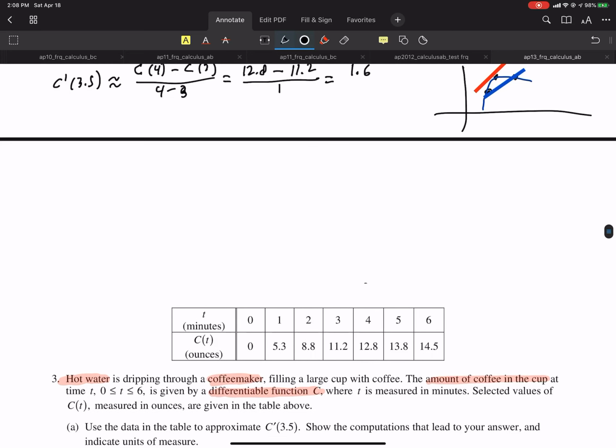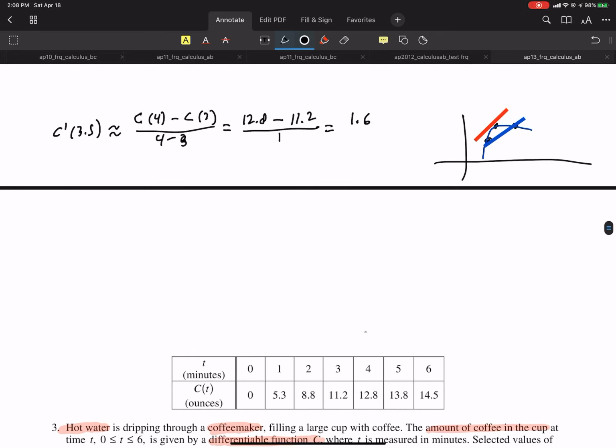Yes, so I always say you should reread the question after you answer it. We approximated C prime at 3.5. Show the computations, so we did that, and indicate units of measure. So this part is pretty easy. I'll do it in blue. This C, if you look down here, it's in ounces. So here, we'll do ounces. And the bottom is time, given here, and that is given in minutes. So ounces per minute, part A, finito.